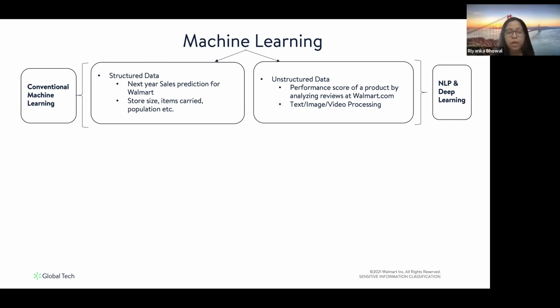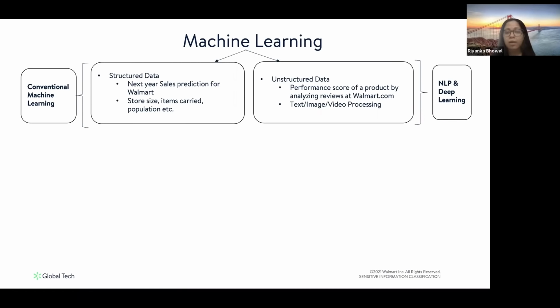In machine learning, we often encounter two types of data. For example, I want to predict the next year sales for Walmart, and I have all these variables: store size, items in a department, population of a region. All of these are numerical variables and easily understandable by the machine. So that comes under structured data, and any ML model that we perform on this type of data comes under conventional machine learning models.